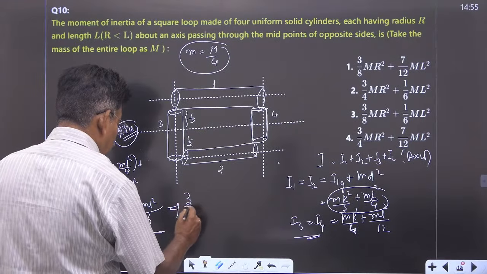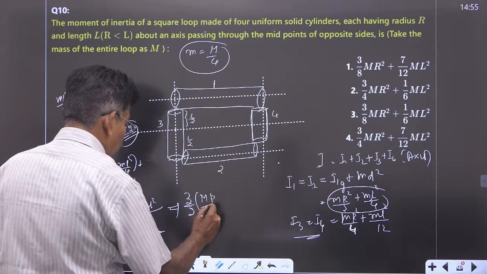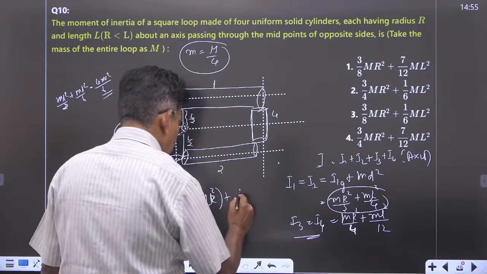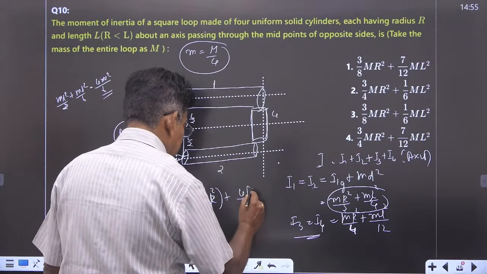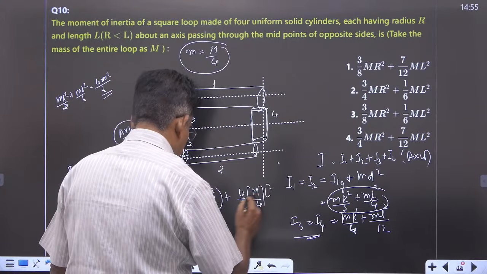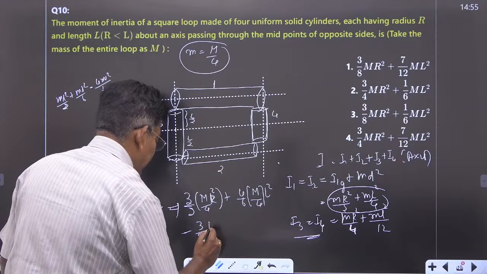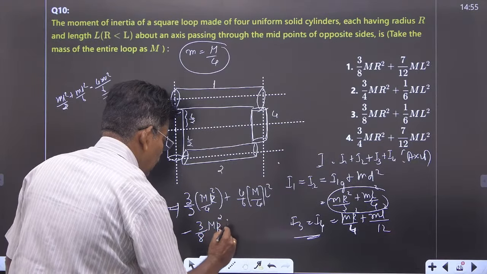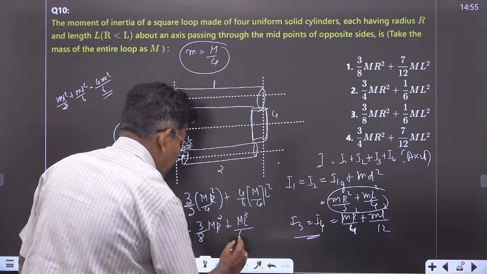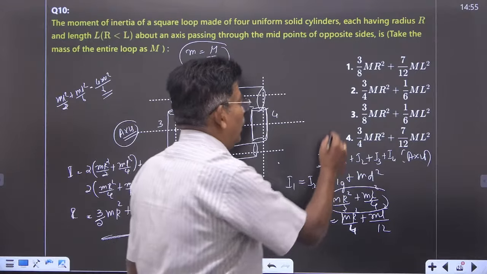3 by 2 into capital M by 4 r squared plus 4 by 6 into capital M by 4 L squared. Let us see whether the answer is coming or not. 3 by 8 M R squared plus 4 get cancelled, M L squared by 6. 3 by 4 M R, yes, we have the answer.